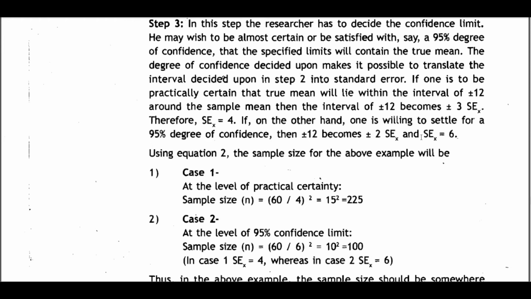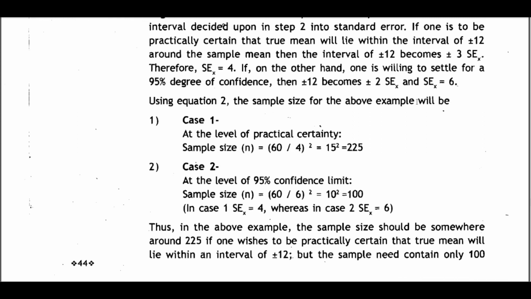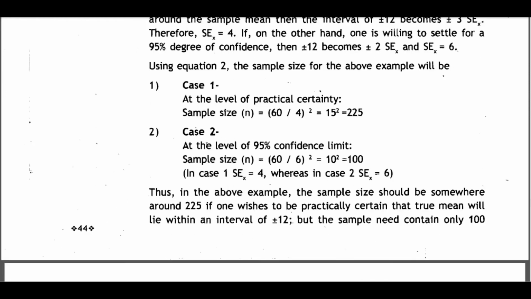standard errors, and SE is equal to 6. And so using equation 2, the sample size for the above example will be, case 1, at the level of practical certainty, sample size is 60 by 4 all square, that is 225. Case 2, at 95% confidence limits, sample size is 60 by 6 all square, that is 100. In case 1, SE is 4, whereas in case 2, the SE is 6.